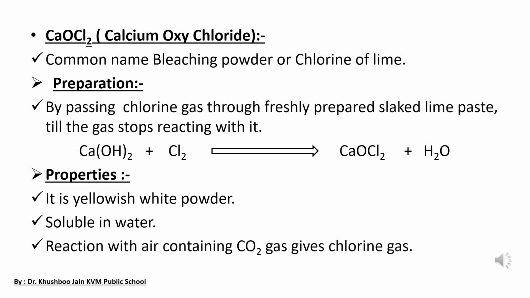When CaOCl2, means calcium oxychloride, reacts with air in which there is the presence of carbon dioxide, it reacts with carbon dioxide and gives chlorine gas. Means जैसे हम कैल्शियम ऑक्सीक्लोराइड को एयर के अंदर छूते हैं, वो एयर के साथ में रिएक्ट करता है और in the air there is the presence of carbon dioxide. When calcium oxychloride reacts with carbon dioxide, it liberates chlorine gas. So here we complete the preparation and the properties of calcium oxychloride.